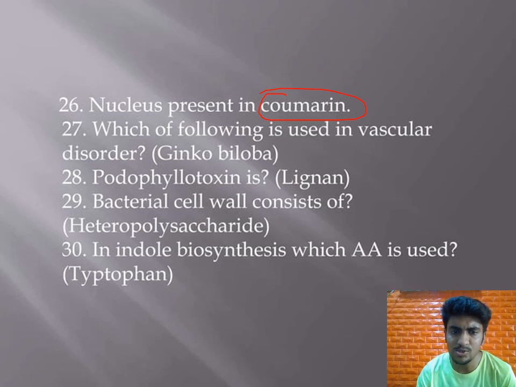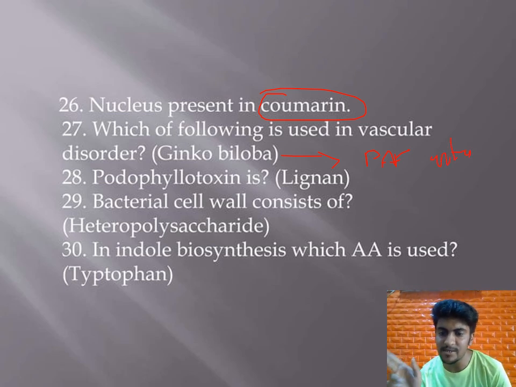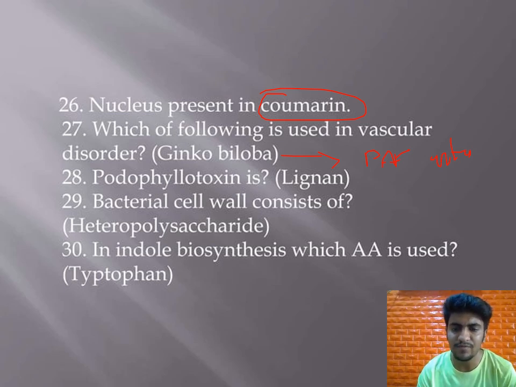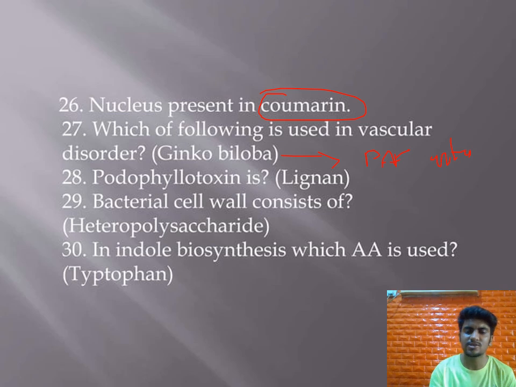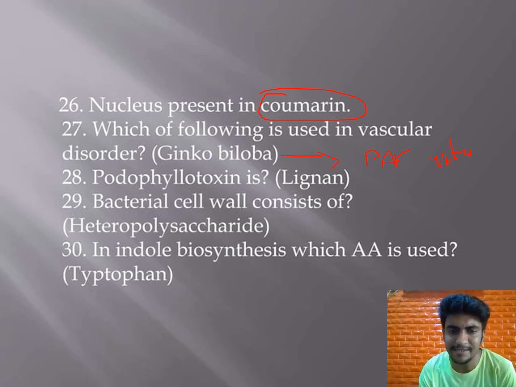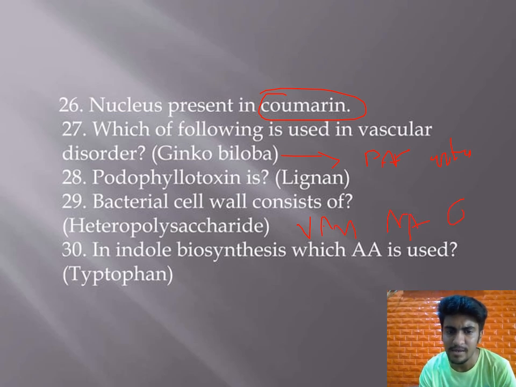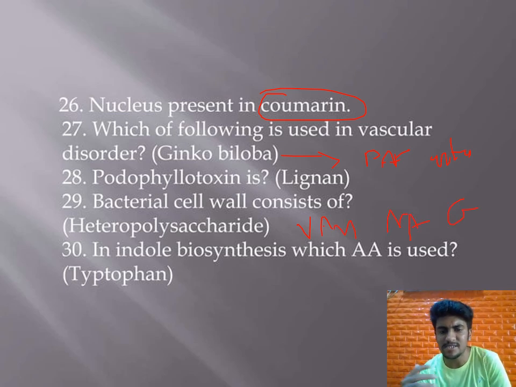Then which of the following is useful in vascular disease? So ginkgo biloba is a PAF antagonist. They did not ask the mechanism, they asked the disease based on mechanism of action, that if it is a PAF antagonist, in which disease it will be used. So you should be able to link that. Then podophyllotoxin is a lignan, of course, from Podophyllum peltatum and emodi, and it is useful in cancer. Then we had bacterial cell walls consist of heteropolysaccharide, which is NAM and NAG, N-acetylmuramic acid and N-acetylglucosamine. In indole biosynthesis, which amino acid is used as precursor?